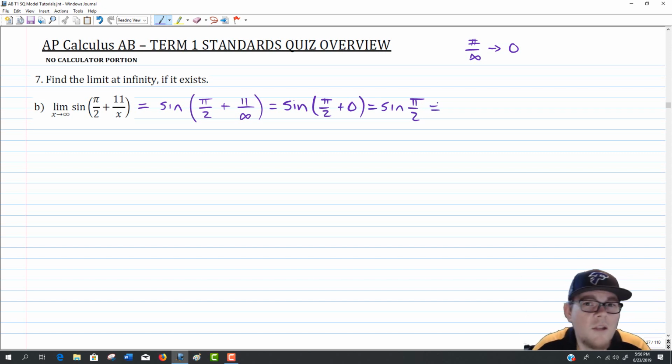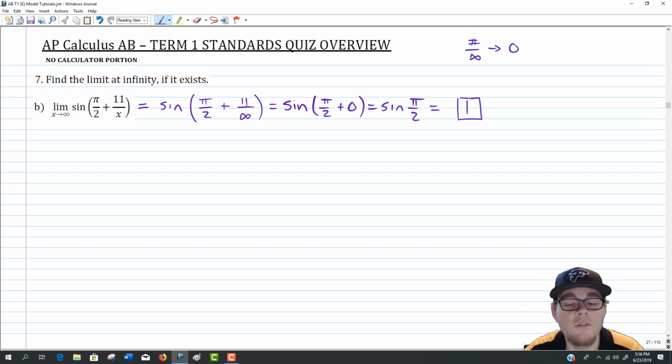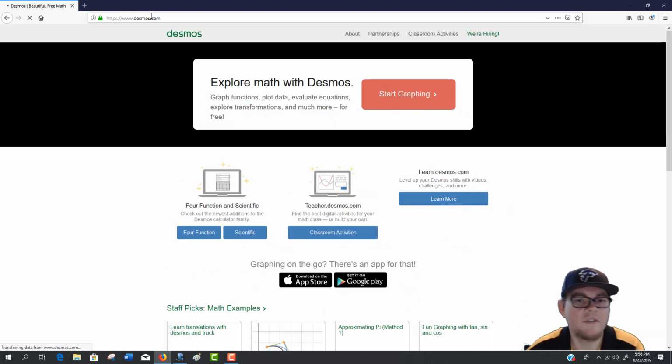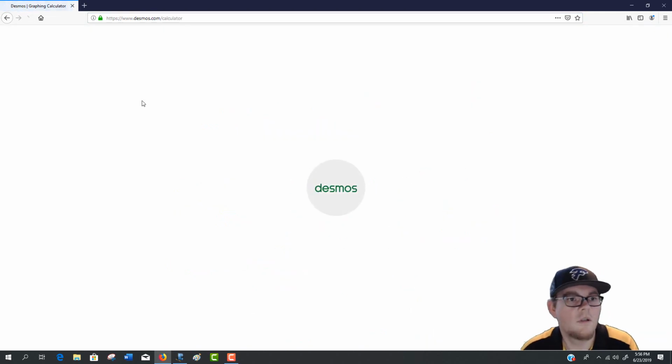And although I know that trig ratio values don't always stick with you as well as they probably should, I think you probably realize that sine of pi over 2 is actually equal to 1. So in fact, we have our nice value here. And again, as a reminder, what this is telling us is that the graph of this function, in this case sine of pi over 2 plus 11 over x, is approaching 1 as the x values get further and further out. And although I didn't prepare for this, let me pull up Desmos really fast and just remind you of exactly what we're talking about here.